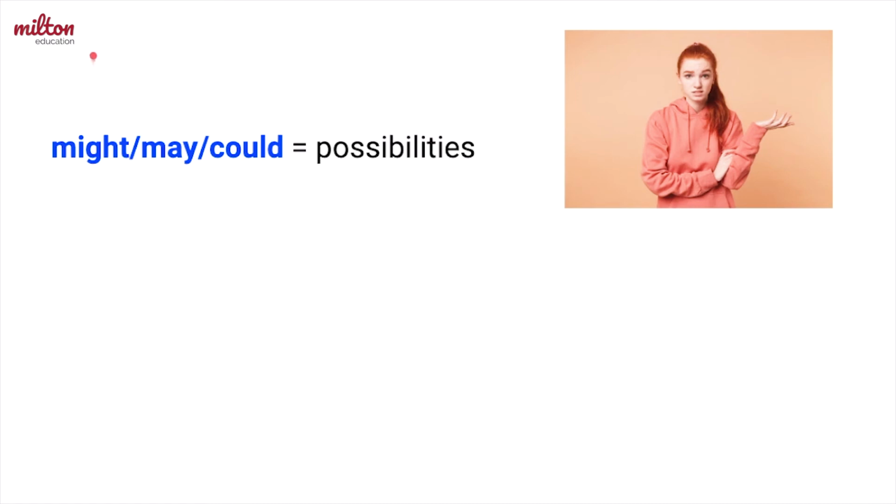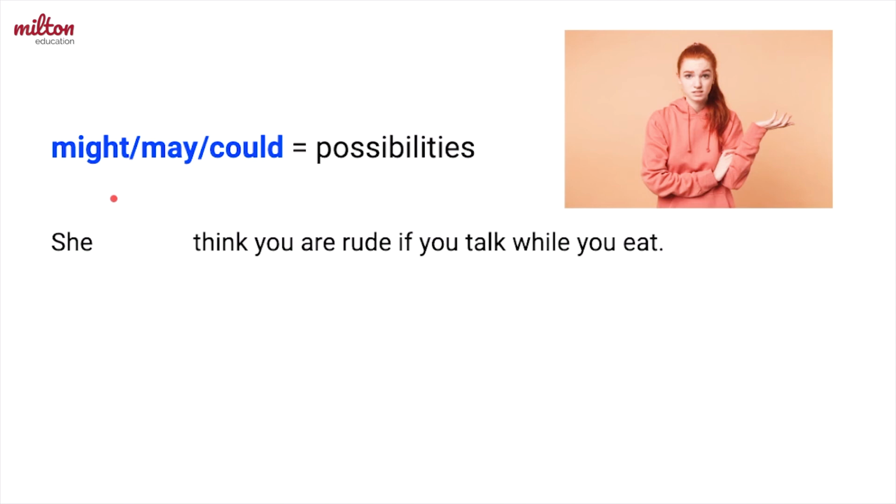You can use the modal verb might, the modal verb may, or the modal verb could in these contexts. When you say or write sentences, you can use any of these three verbs, and they pretty much mean the same thing. When we're talking about your friend who is watching you talk while you eat, you could say, she may think you are rude if you talk while you eat. She might think you are rude if you talk while you eat. She could think you are rude if you talk while you eat.